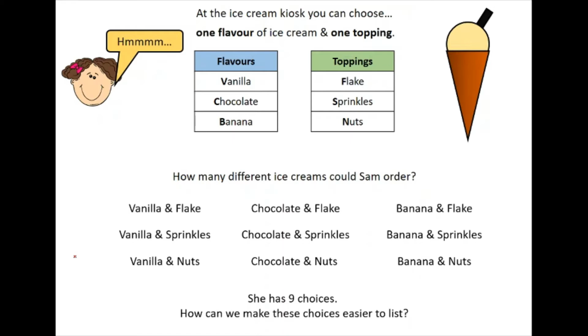Now, as you can see, these lists are already getting big. So what we tend to do, rather than use full words, we will use a single letter to represent each one. So, for example, V for vanilla and F for flake.